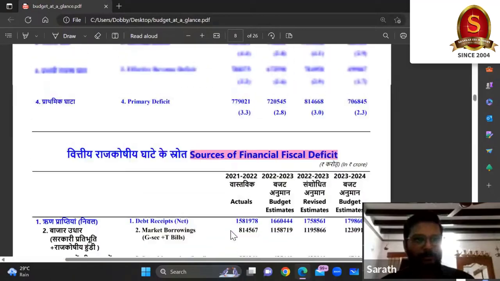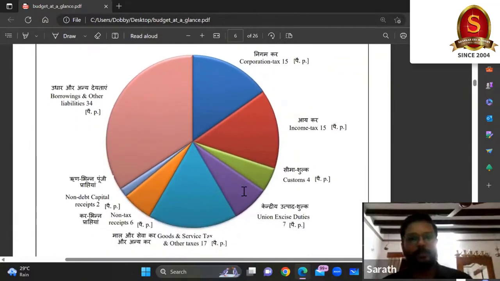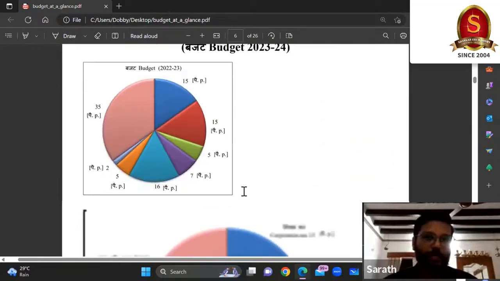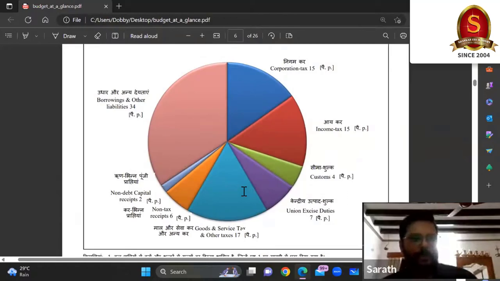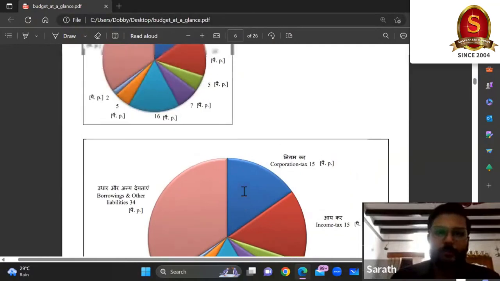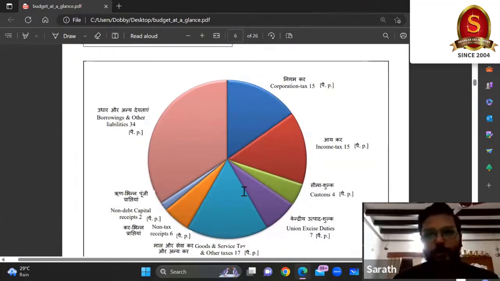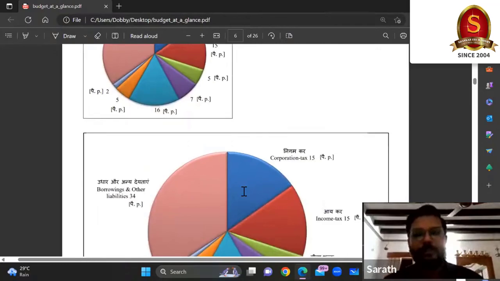Okay, so there are some round things that you will see. This is where the rupee goes to, this is expenditure. This is the receipt part. So where the rupee comes from, which means where is the money coming from? They have given a compilation over here. The data is not exactly the precise one that we want, but take a look at it. Corporation tax contributes 15% of the overall receipts of the government, including capital and revenue, both of them, because you will find borrowings also as a part of the same thing. Where the rupee comes from overall in the budget. So this is revenue receipt plus capital receipt.